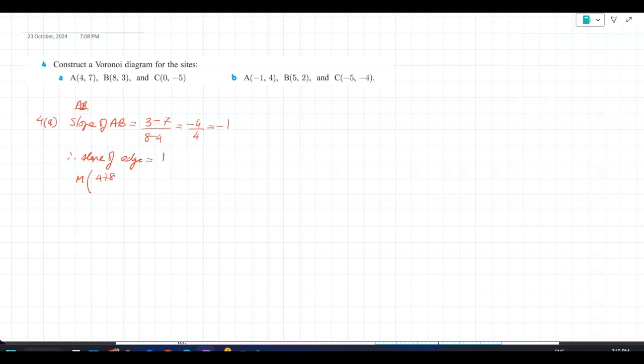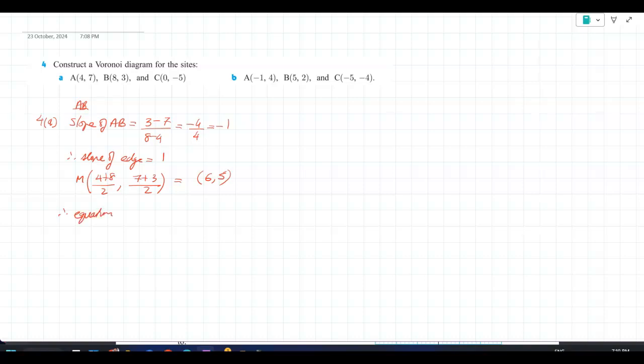What is the midpoint? x1 plus x2 over 2, so 4 plus 8 over 2, comma, 7 plus 3 over 2. So that's 12 over 2 and 10 over 2, which is 6, 5.